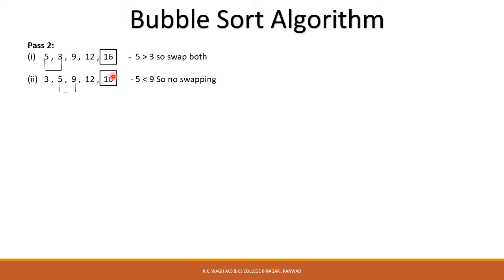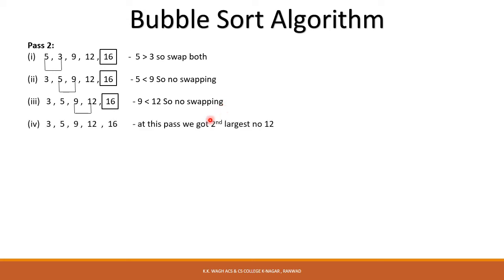Now we will compare 5 and 9, and already 16 is the largest, so we will not consider that element. After comparing, 5 is lesser than 9, so we do not want any swapping. Next we will compare 9 and 12. Here also 9 is lesser than 12, so there is no need of swapping. So after pass 2, we got the second largest element, that is 12.